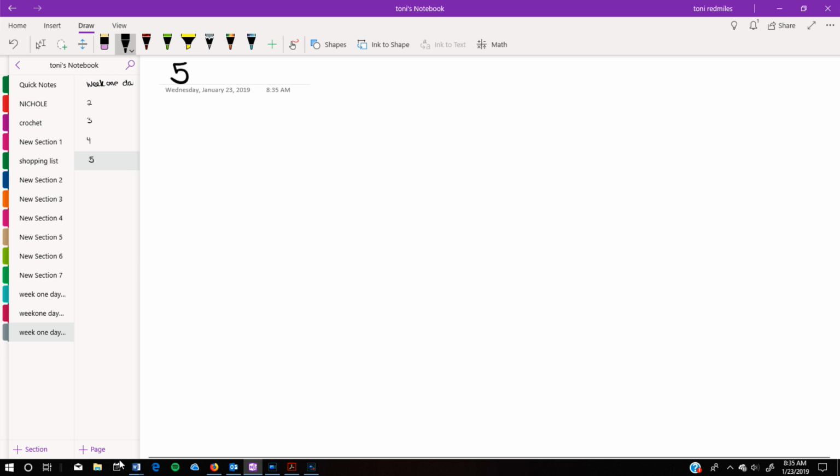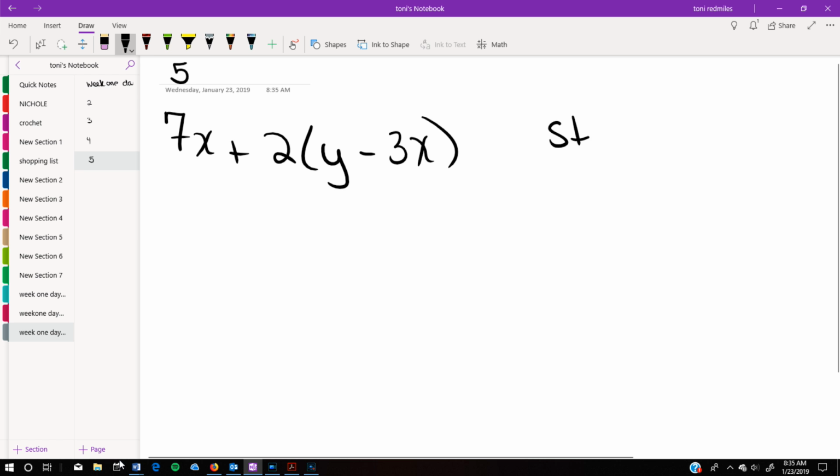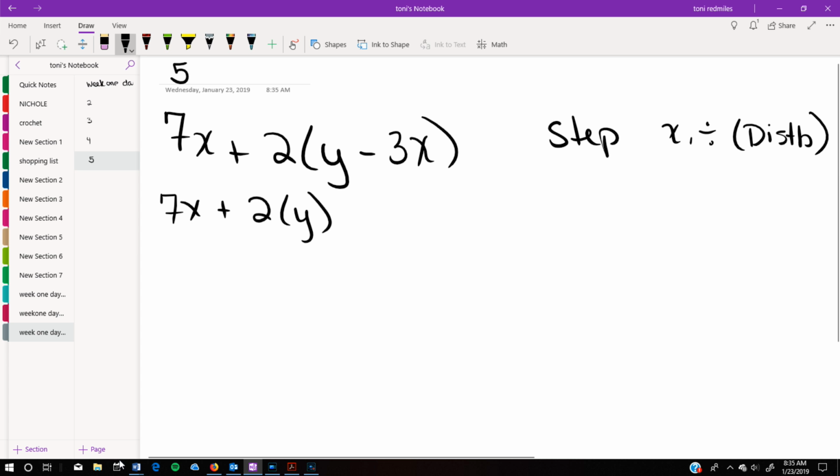Number 5. 7x plus 2, quantity of y minus 3x. Okay, first step. We got to do all our multiplication, division, and distributing. Okay, so I have some distributing here. Let's go ahead and do it. Now I have multiplication, so I got to get that done.